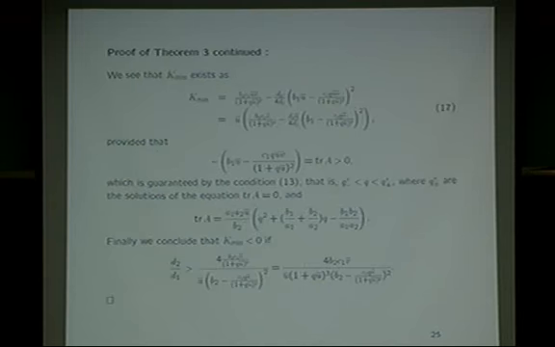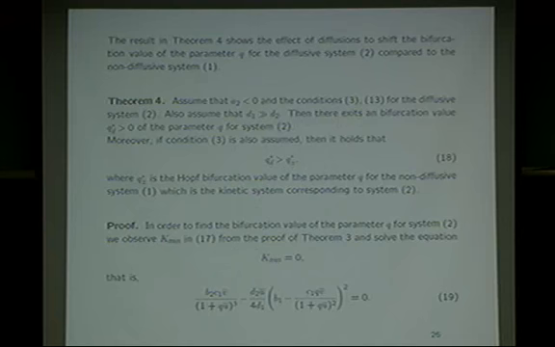Okay, so we have seen the effects of diffusion in this form that cause the solution U bar and V bar to become unstable under the same condition that made the same solution stable for the non-diffusive case. And the last theorem shows the effects of diffusion terms that cause the bifurcation value to be bigger than in the non-diffusive case.